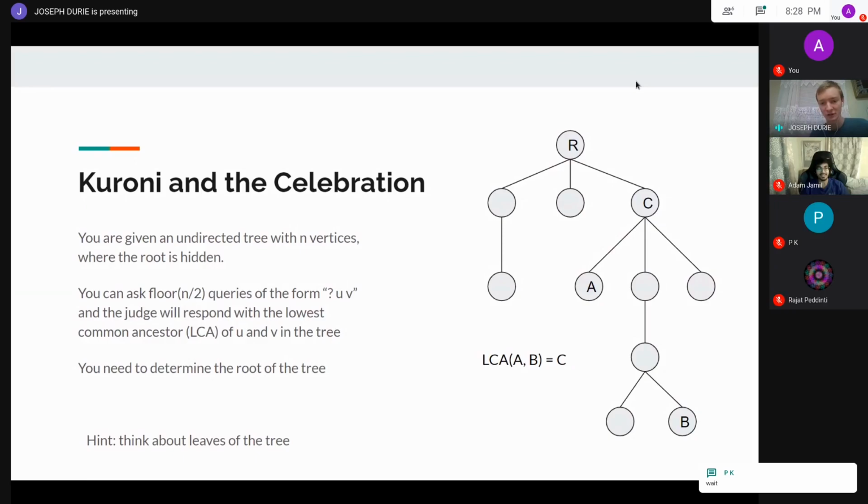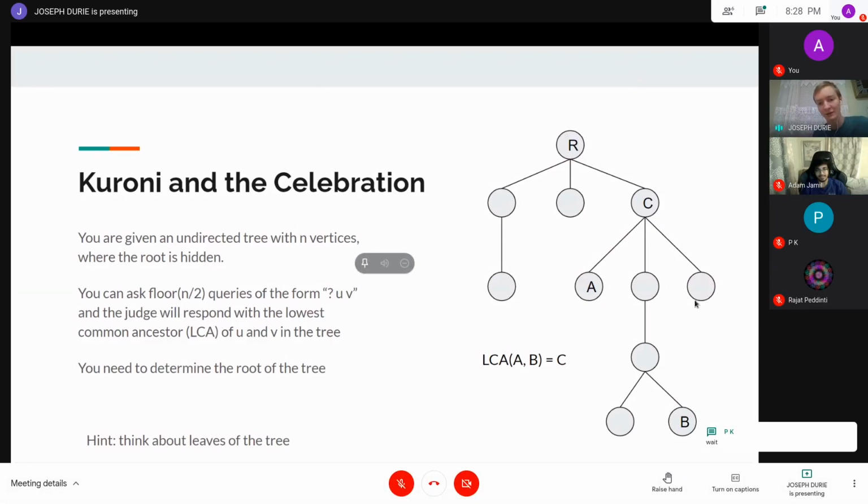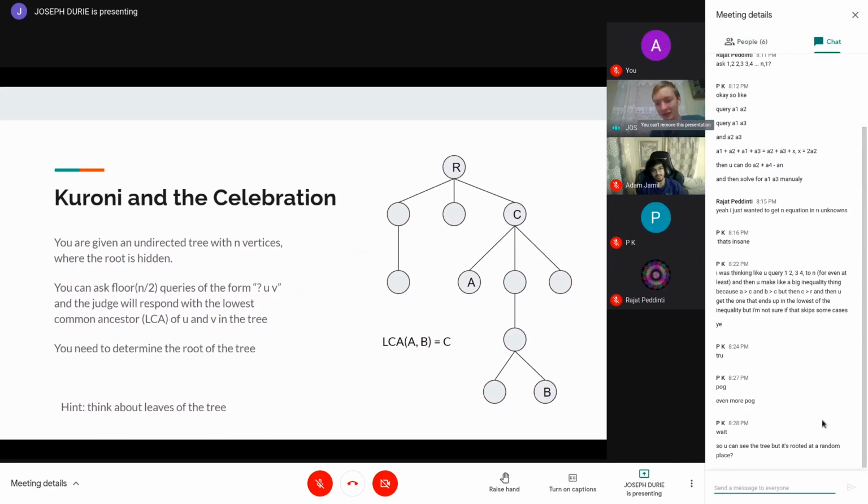You have all the edges in the tree. The only thing you don't have is which of your vertices is the root. I should have made that a lot clearer. You can see the whole tree, but you don't know which one is the root. That makes the problem significantly harder if you don't know the tree. Probably impossible.